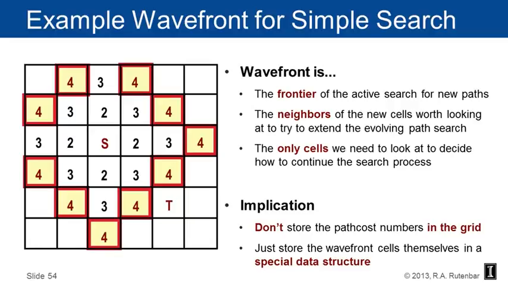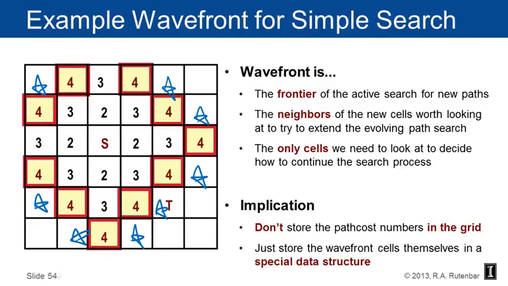It's the neighbors of these cells that are really worth looking at to try to extend the evolving path search. I'm going to emphasize that by actually drawing little stars on all of the interesting neighbors. Oh, look, I put a star on the target. That's happy. So I'm going to put a star every place. I'm just going to say it again: the frontier is where all the action is.